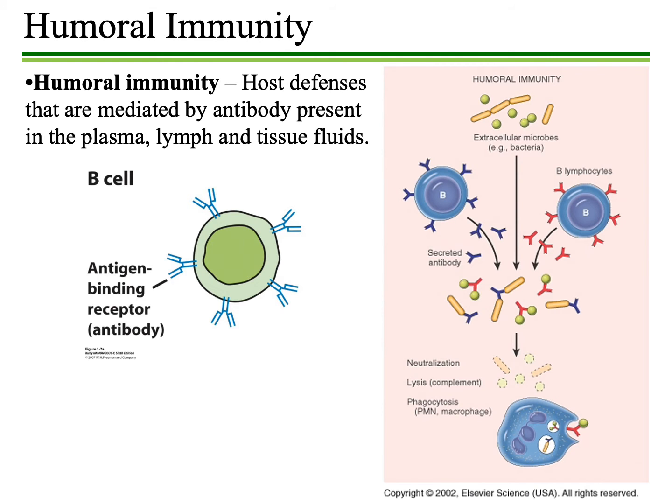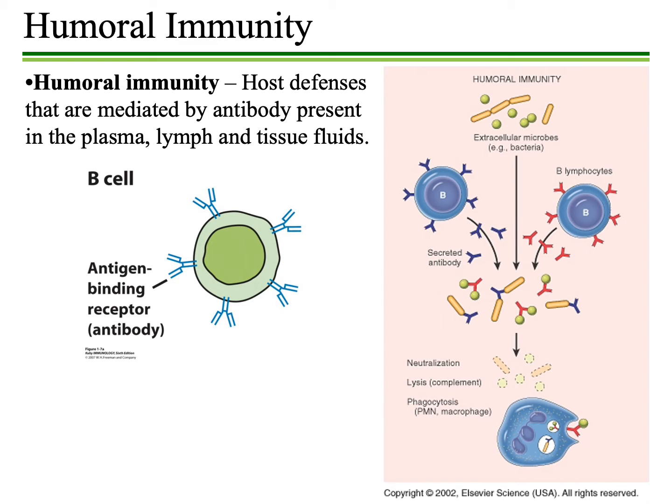But before we transition into talking about T cells and T cell responses, I want to add two additional definitions that you may have come across and that are oftentimes mentioned when discussing the adaptive immune response. There is what is collectively referred to as humoral immunity. Humoral immunity refers to host defenses that are mediated by antibodies present in the plasma, lymph, and tissue fluids. So when you hear the term humoral immunity, it is in fact referring to the antibodies being produced by B cells.